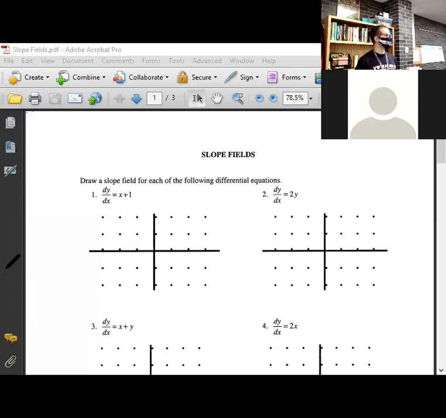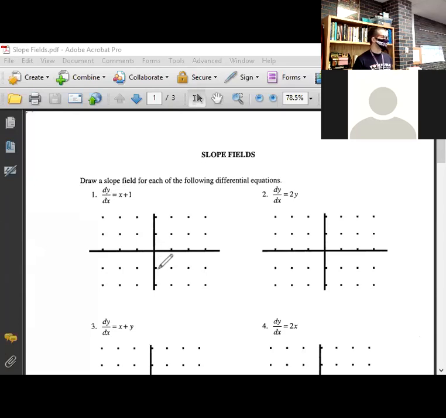So slope fields. Basically, what slope fields are is we're going to take a differential equation like this first one, and we're going to go to each coordinate, plug in the x and y coordinate at that spot into the differential equation, and then sketch the slope that we get out of that, because that's what a differential equation like this gives us.